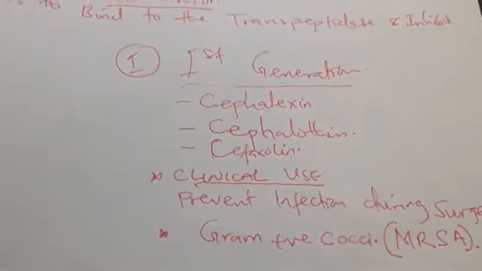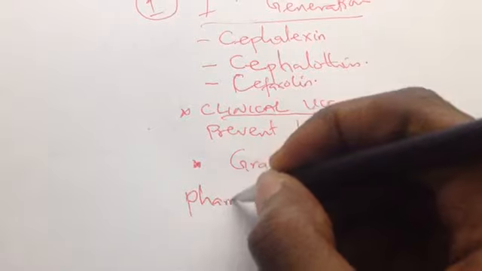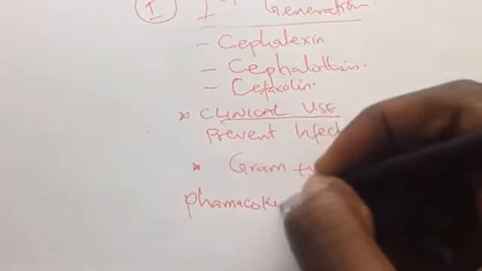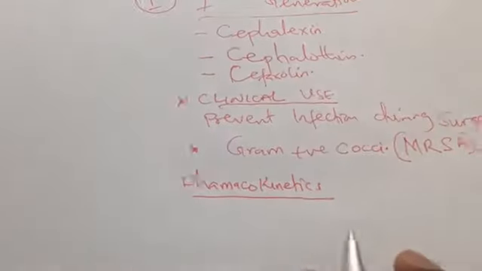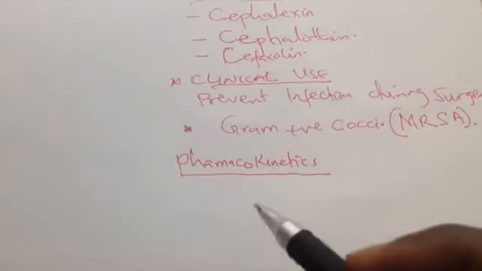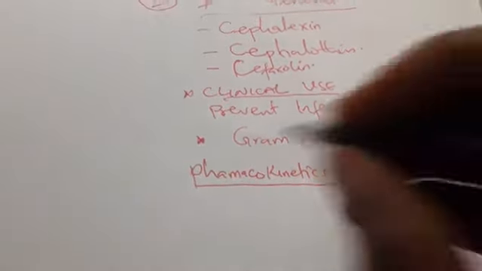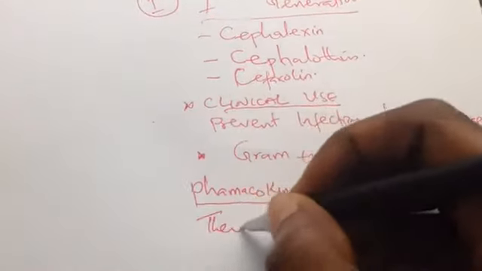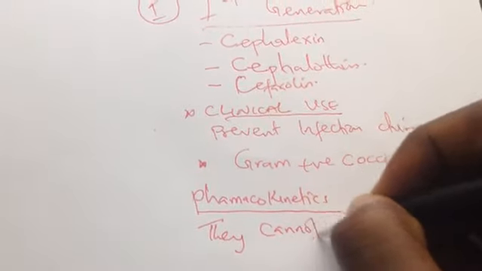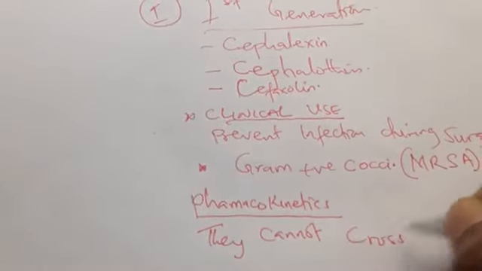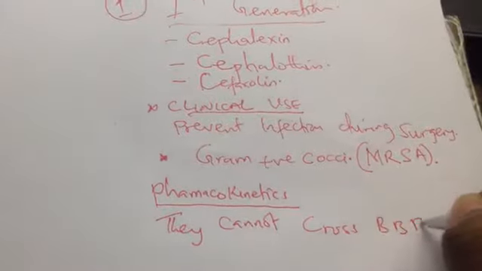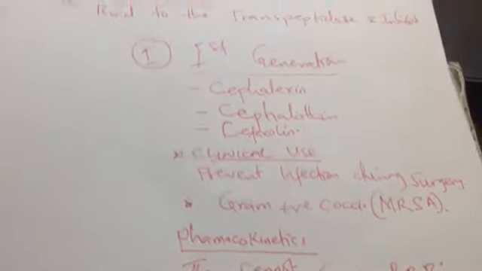Now for the pharmacokinetics, this first generation cephalosporin cannot be used to treat an infection of the central nervous system because they cannot cross the blood brain barrier. So that's it.